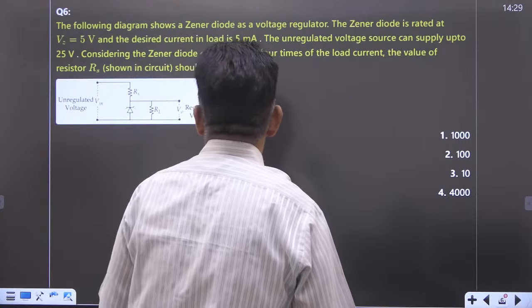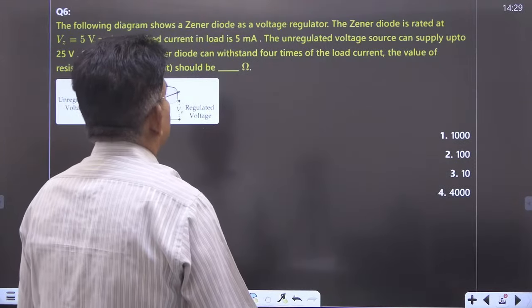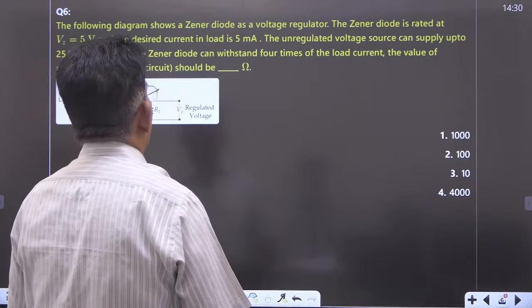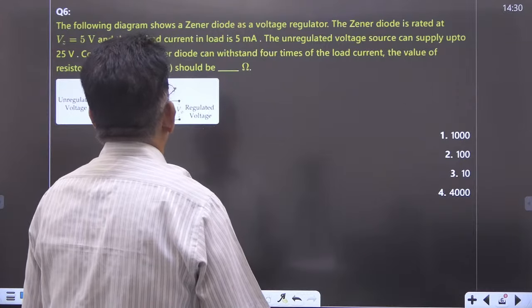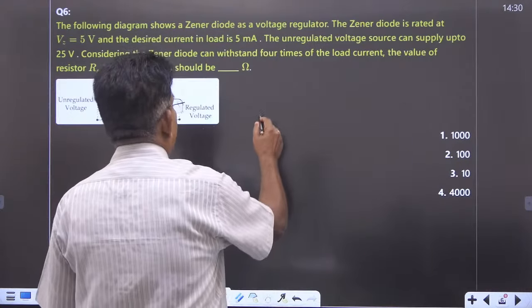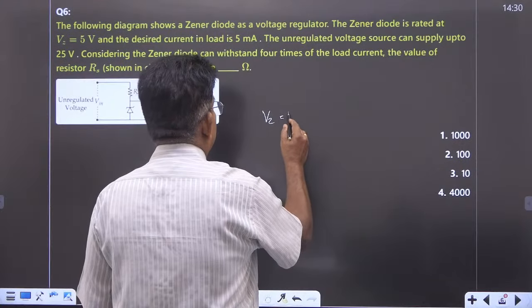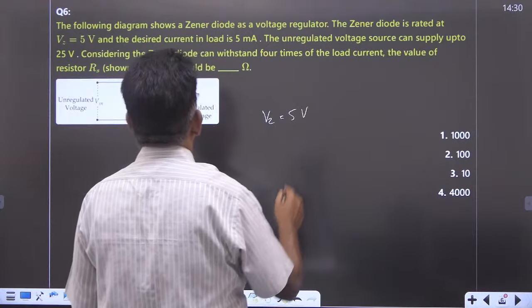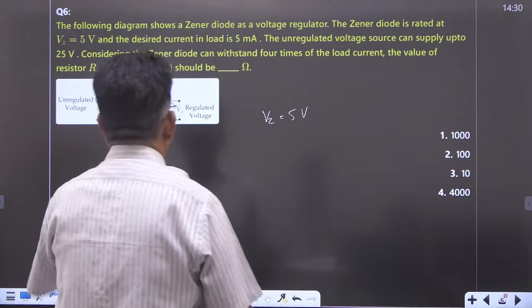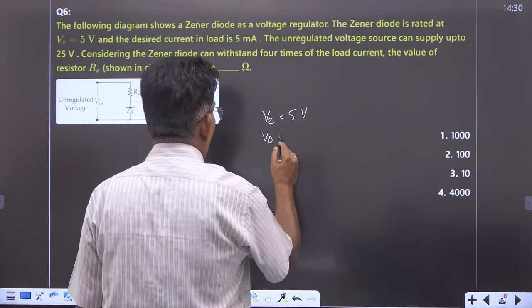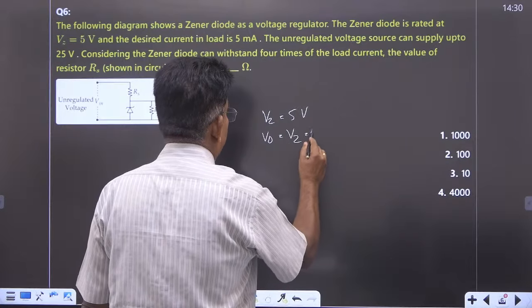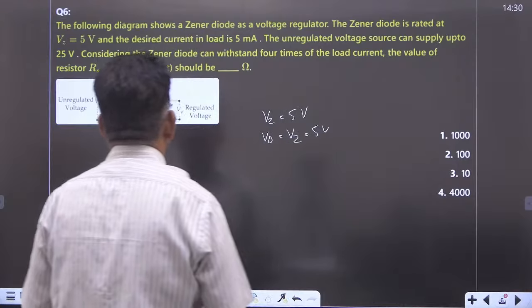Next question. This is a question of Zener diode. What things are given to you? Zener voltage, we write VZ. VZ is 5 volt. Now, the voltage across the load, that is VO, is also equal to VZ, that is also 5 volt.